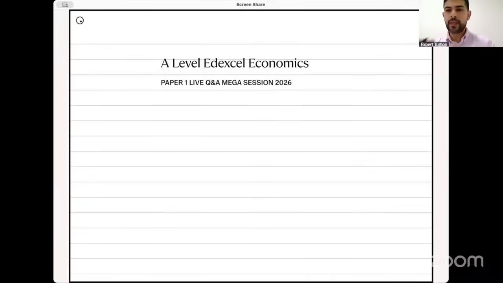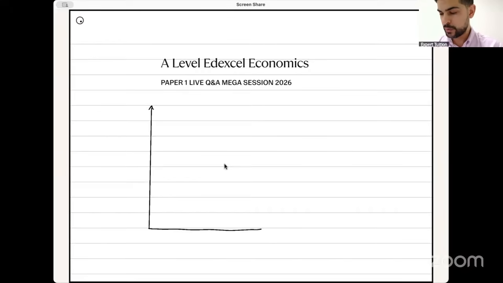So let me unshare for a second and instead share my board over here. Yeah. So the TR curve in perfect competition has a unique shape. And that's partly because of the fact that MR and AR are also unique in perfect competition. So hopefully you guys can see my diagram.